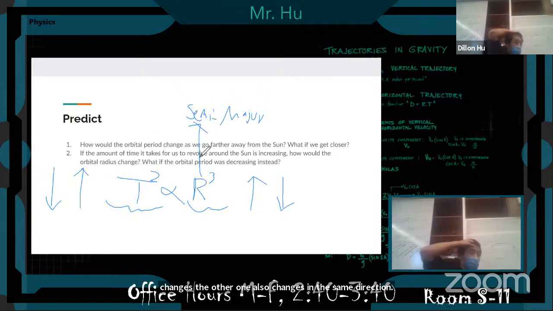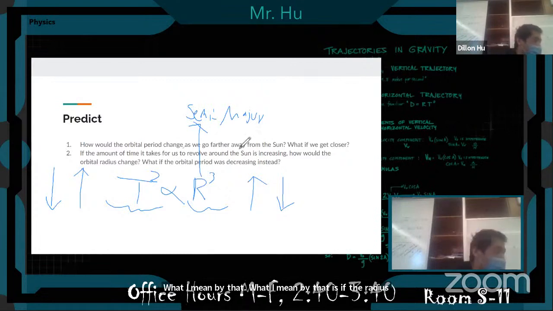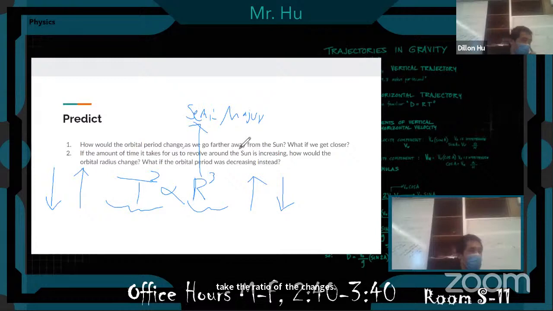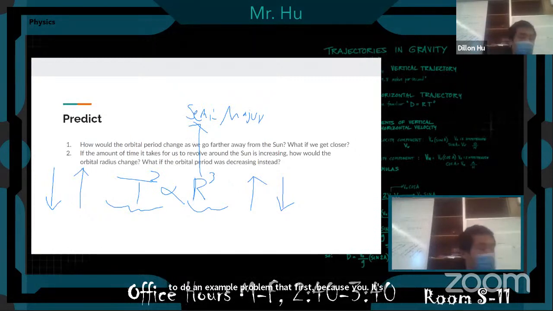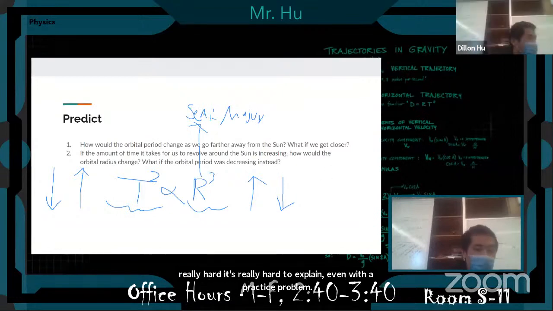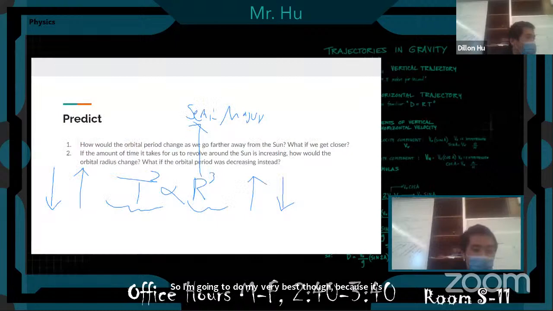What gets really tricky about this, though, is that it's not a one-to-one relationship. What do I mean by that? If the radius of my semi-major axis doubles, so if my distance from the sun doubles, the period does not double. It's a cubed to squared relationship. So you have to take the ratio of the changes, cube that, and then take the square root of that to get how much the period changes. I'm going to do an example problem with that first, because it's really hard to explain, even with a practice problem. I'm going to do my very best though.